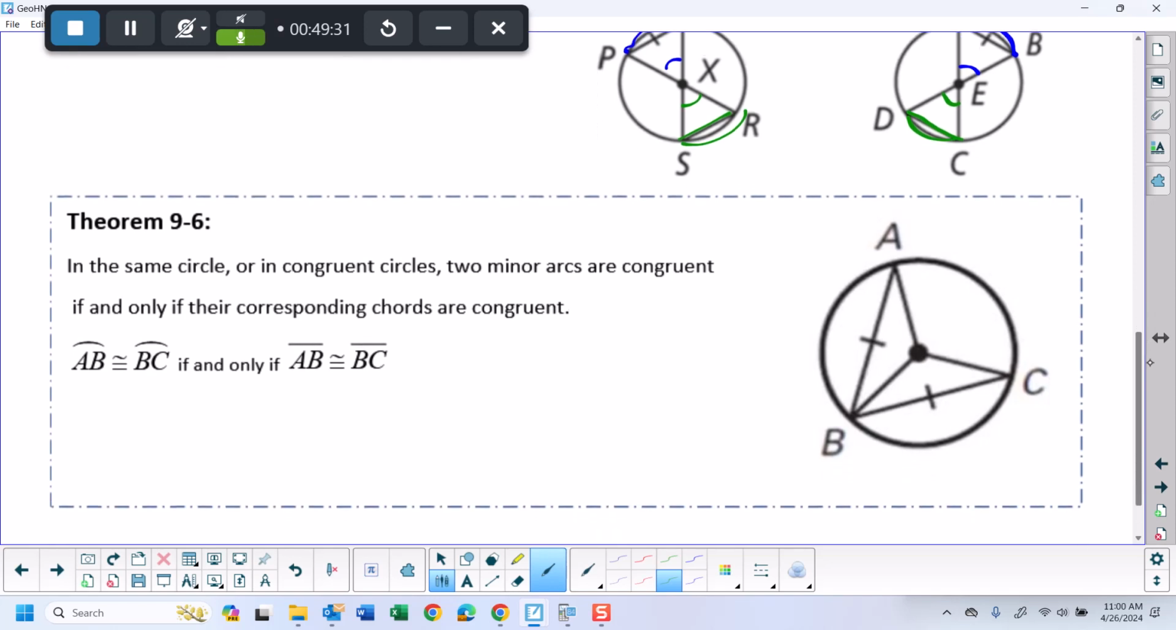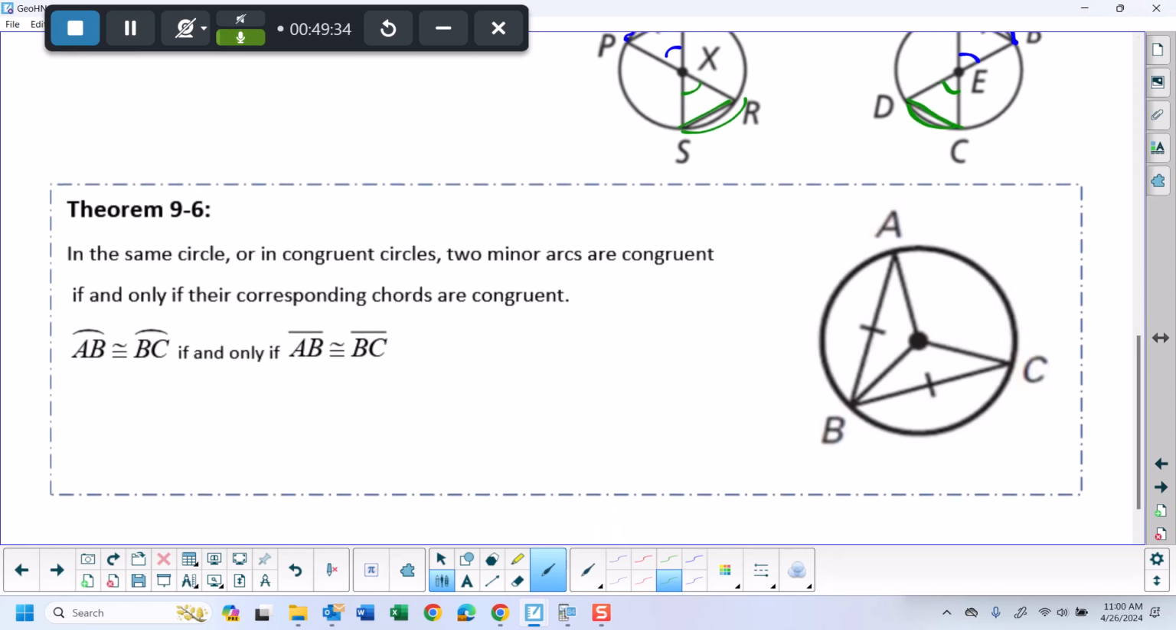Another seemingly silly rule in the same circle or in congruent circles. And this sentence here, it just guarantees that the circles are the same size with congruent radii. So we're just saying it's not a matter of all little circles compared to big circles. We're talking about circles of the same size. If I have two minor arcs are congruent, then that means their chords are congruent. That means their angles are congruent.